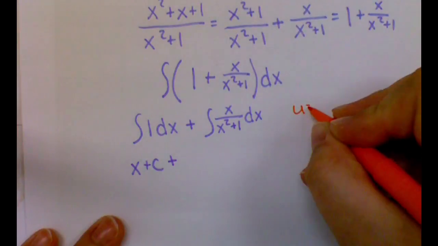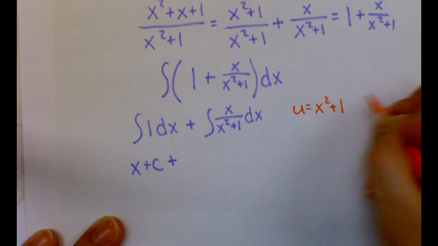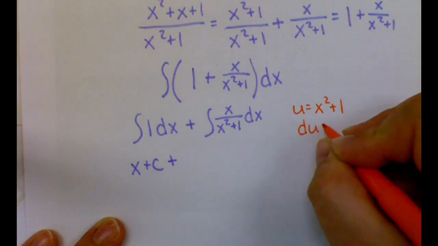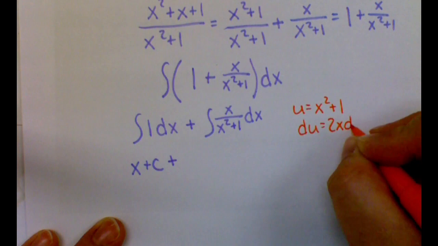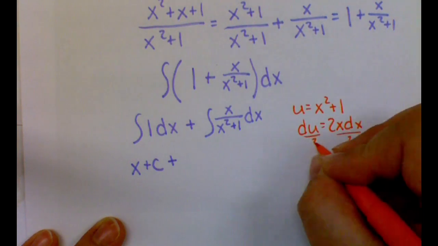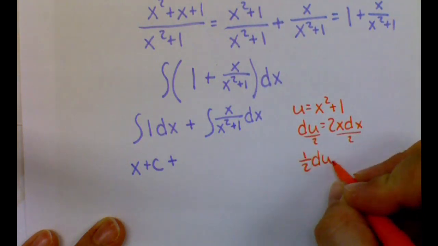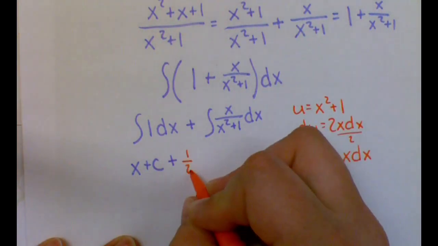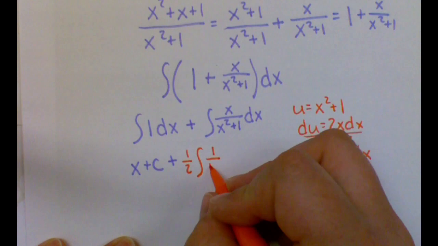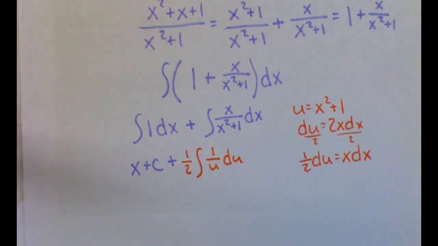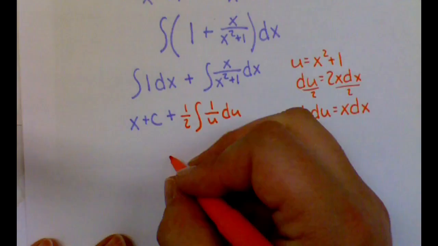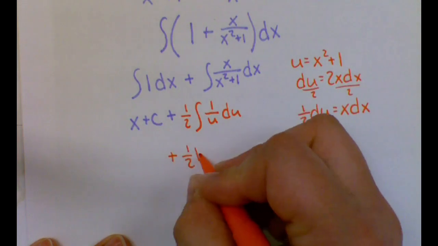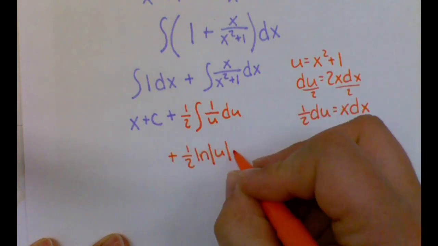So if u is the denominator, x squared plus 1, du is 2x dx. Divide that 2 over because we don't have it. 1/2 du is x dx. So this is actually 1/2 times the antiderivative of 1 over u du. And we can handle that. That's 1/2 times the natural log of the absolute value of u plus c.